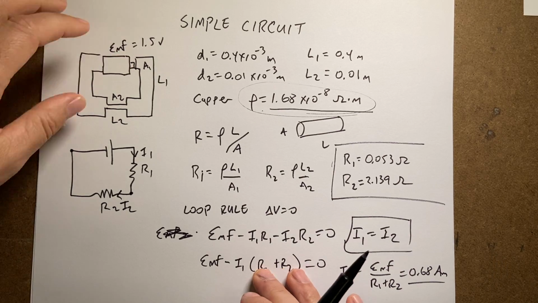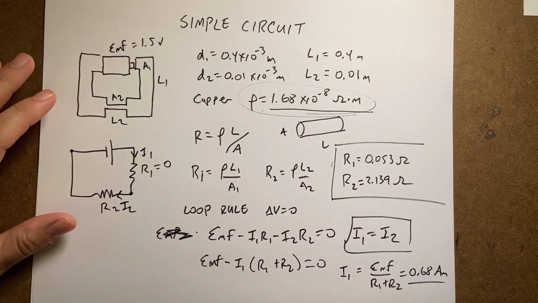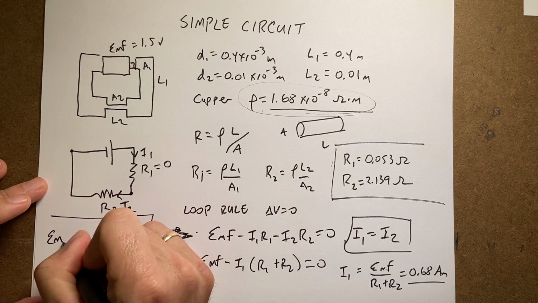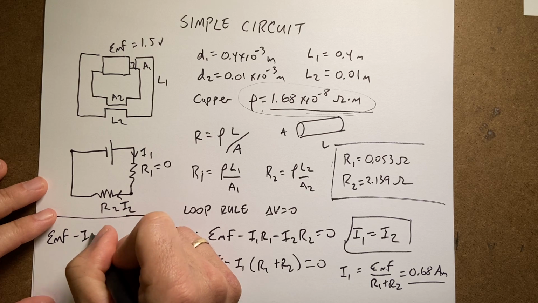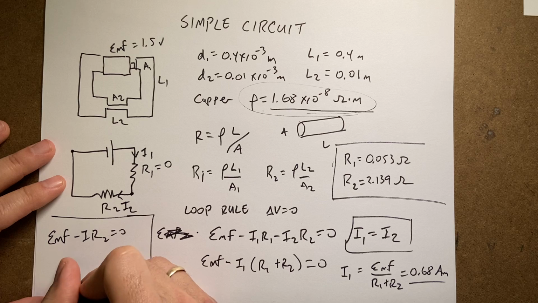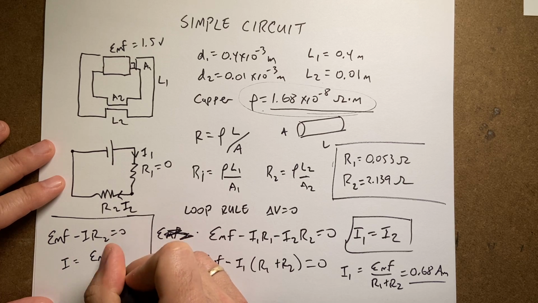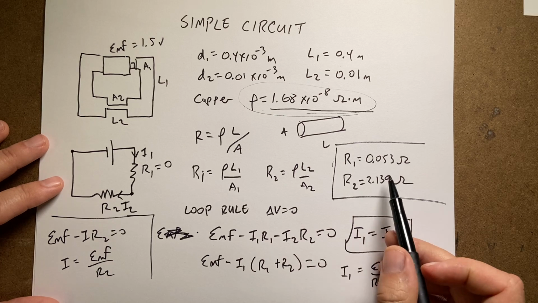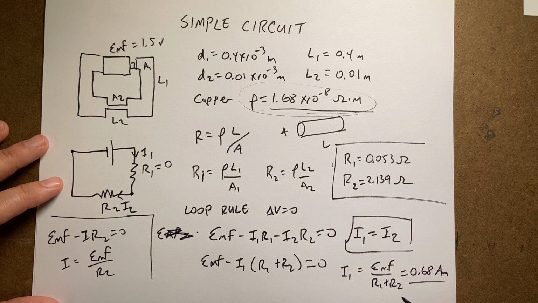Okay, let's do this one more time. What if I assume this is equal to 0? Then I would just have this. EMF minus I R2 equals 0. So I would get I equals EMF over R2. In that case, I didn't put the numbers in, but you can do it. I just divide by this. So it'd be still pretty close to the same value.